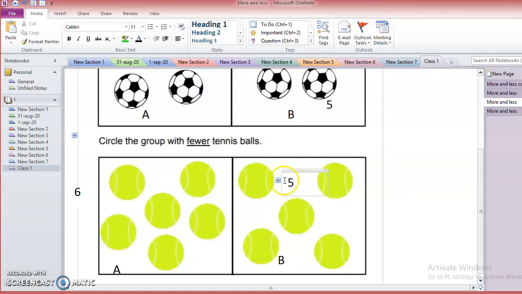Here we are talking about the tennis balls. This is group A and group B. I need to count first to check which group is having fewer tennis balls. These are 6 and these are 5. Fewer means I want to check the less, a smaller number. Group B is having only 5 tennis balls, whereas group A is having 6 tennis balls. So 5 is smaller than 6. That's why you will say that group B is having fewer tennis balls than group A.